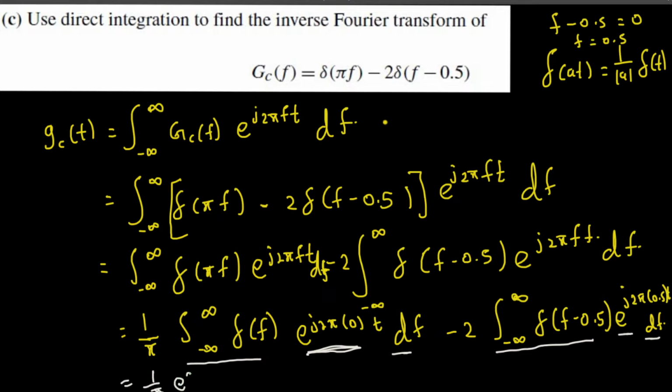And then minus 2, and the same thing, e^(j2π·0.5·t). 0.5 is 1 over 2, so we can cancel the 2 and 2, and this is going to be e^(jπt). That's what remains. At the end, e^0 is 1, so this is just 1 over π, minus 2e^(jπt), and that is the inverse Fourier transform of the given function. And that's it for this video.